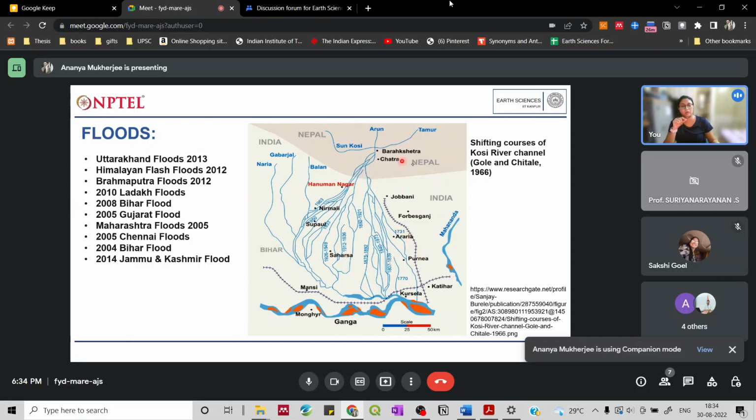Now this is also related to the geological processes that are happening in the Himalayas, which affect the river courses, the course that Kosi takes, and the change that happens in the course of the Kosi. So this is why we see sudden floods, flash floods, that happen due to the river Kosi in Bihar.